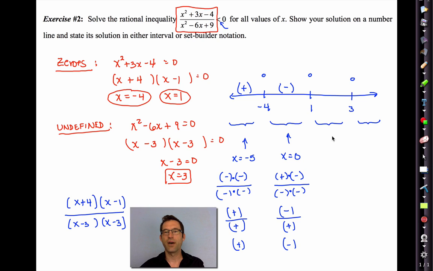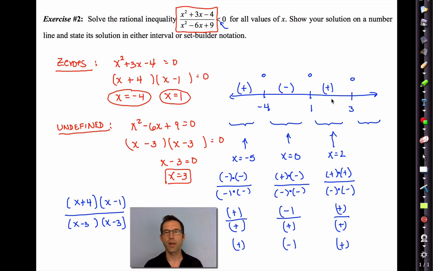Let me go with an x value in here. Let's go with x equals 2. If I put it in the first parentheses, I get a positive. Second parentheses, I get a positive. Then I get a negative and a negative. Again, multiplication and division gives me a positive in the numerator and a positive in the denominator, which overall gives me a positive. Now be careful.